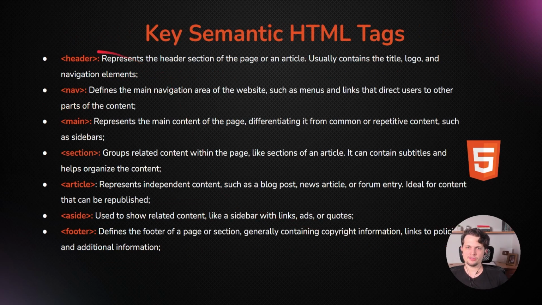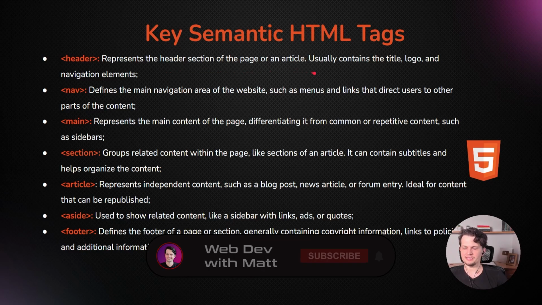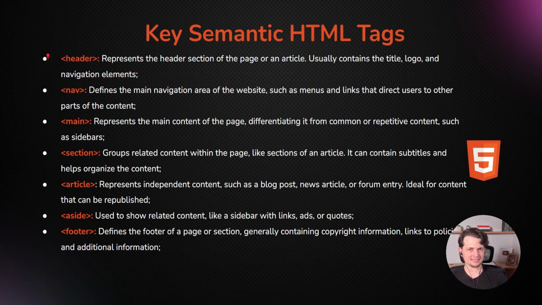Okay, and also here I brought some tags that we are going to apply in our code editor after this slide. These tags here we use a lot in our project. So we have header, which represents the header section of the page or an article, usually containing the title, logo, and navigation elements. So in most cases, this is the first element that we add inside the body tag. And here we have nav, which defines the main navigation area of the website, such as menus and links that direct users to other parts of the content.